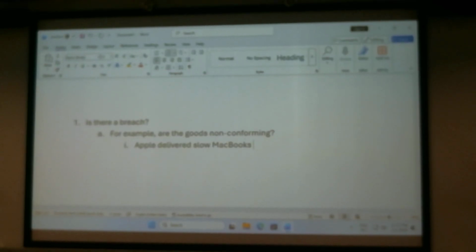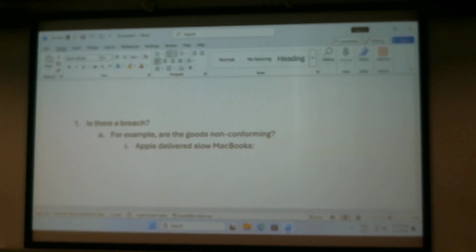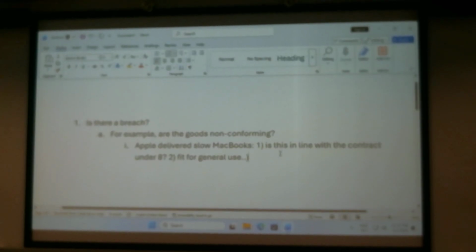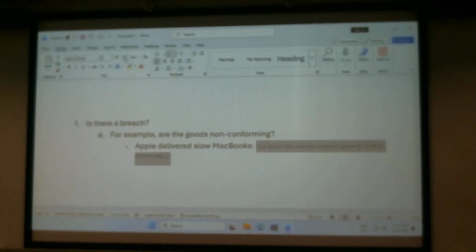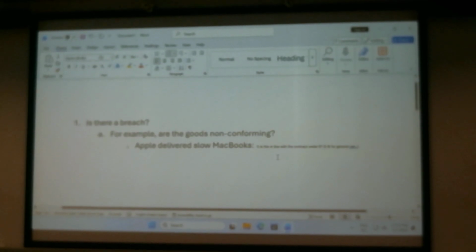Under 35, we would ask first, is this in line with the contract? And then we will look into fit for general use, and so on. I'm just going to say that that is the legal test under 35, but that is not what's important right now, so I'm just going to minimize it like that. So are the goods non-conforming? Apple delivers slow MacBooks, so let's assume yes.